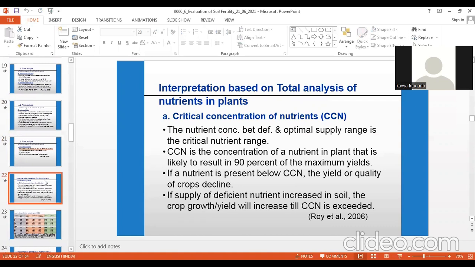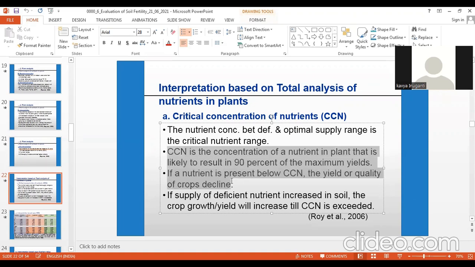So number one is critical concentration of nutrients. The nutrient concentration between deficiency and optimal supply range is the critical nutrient range. Means up to the optimal range, you have critical concentration. And beyond the optimal range also, sometimes you can have toxicity. So that will be concentration for toxicity. So CCN is your critical concentration of nutrient.